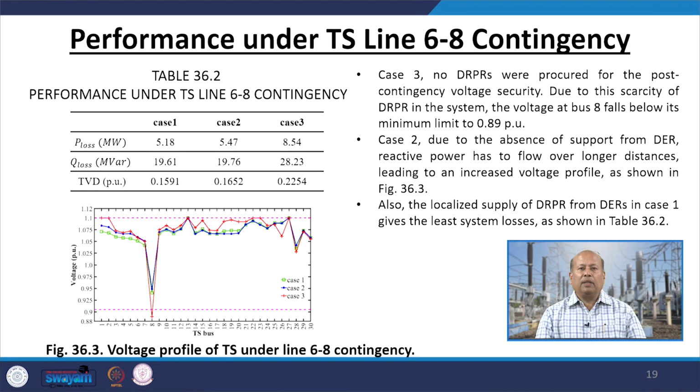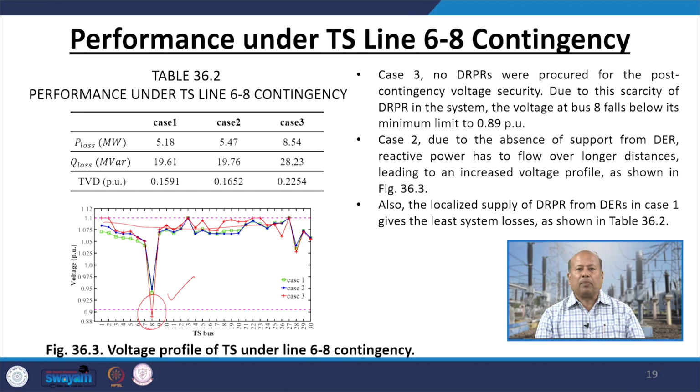In case 3, no DRPR was procured for the post-contingency voltage security. Due to this scarcity of DRPR in the system, the voltage at bus 8 falls below its minimum limit to 0.89 per unit, as is clearly visible. Now, in case 2, due to the absence of support from DR, reactive power has to flow over a longer distance, leading to an increased voltage profile as shown in figure 36.3. As you could see, there is an increased voltage profile which is almost more than 1 per unit all the time.